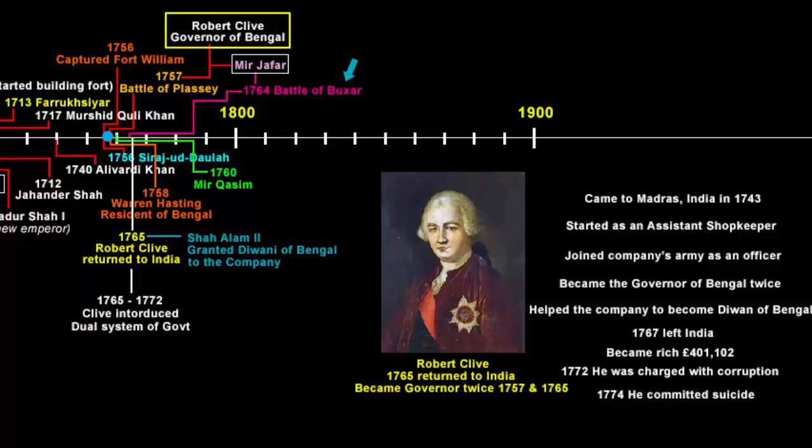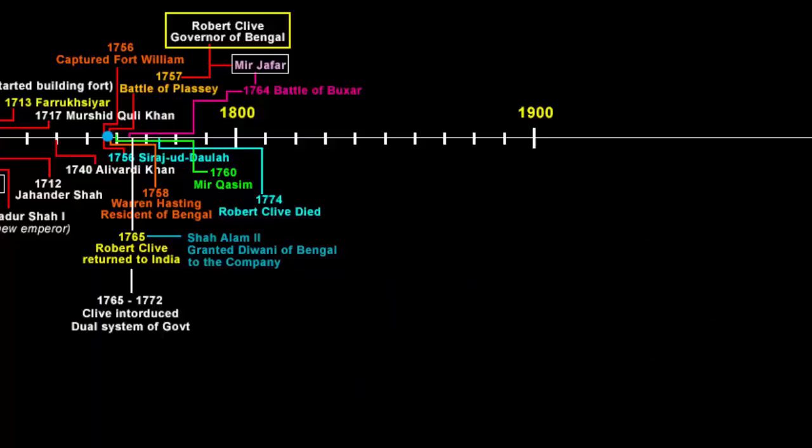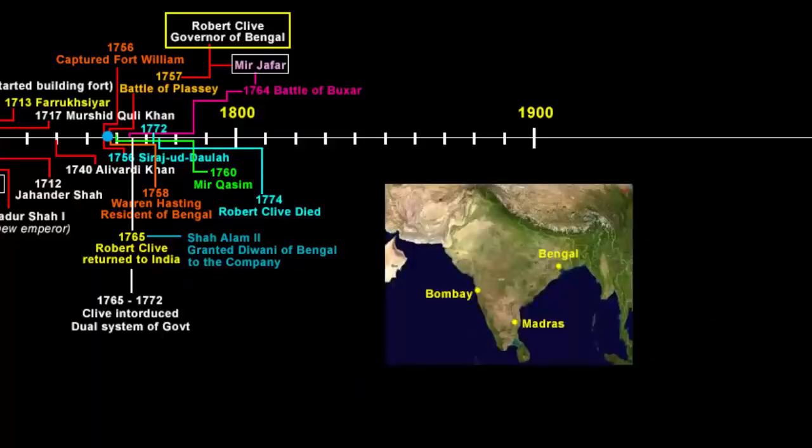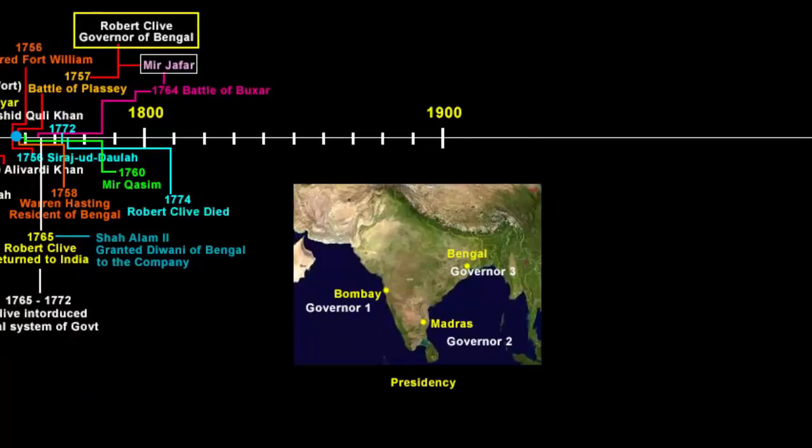Now if you look at the timeline, we are now somewhere around 1774. But let's go back to 1772. During this time, the company acquired power not only in Bengal but also in Bombay and Madras. British territories were broadly divided into administrative units called presidencies. There were 3 presidencies: Bengal, Madras, and Bombay. Each was ruled by a governor. Just like how Robert Clive was the governor of Bengal, there were governors of Madras and Bombay.